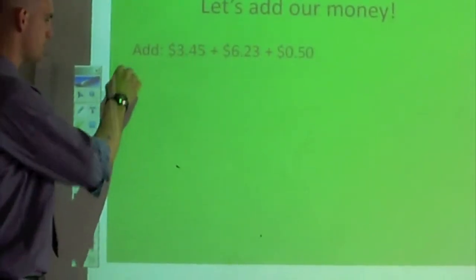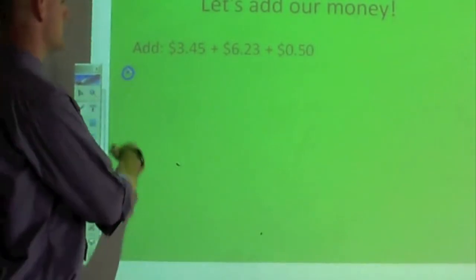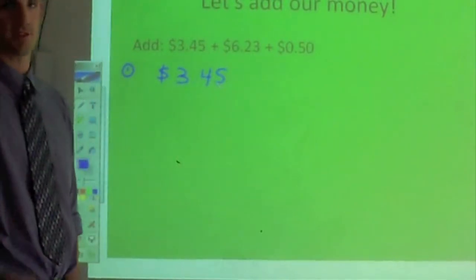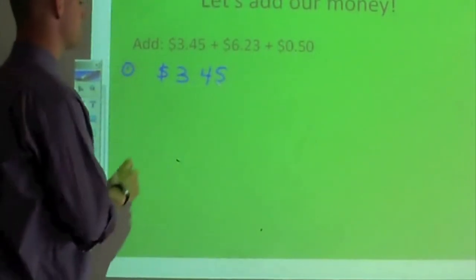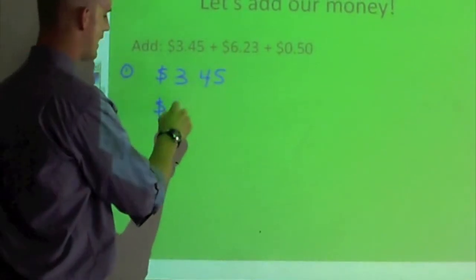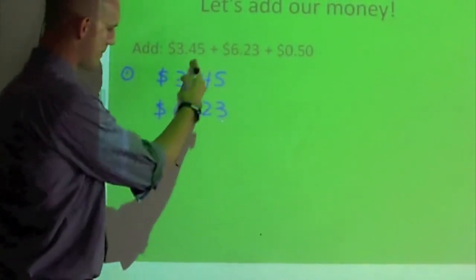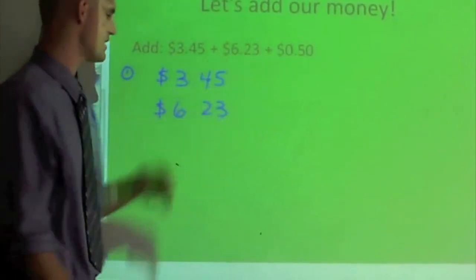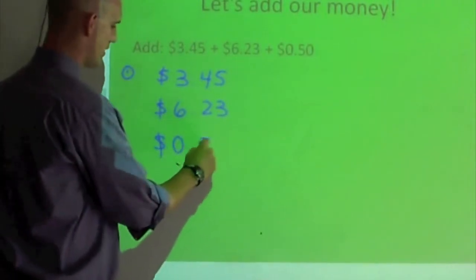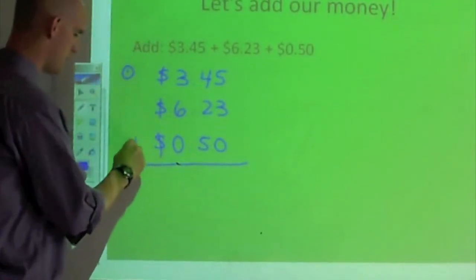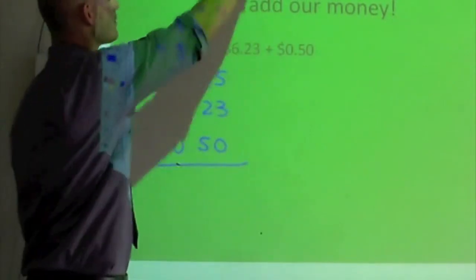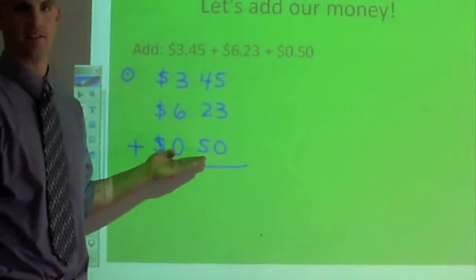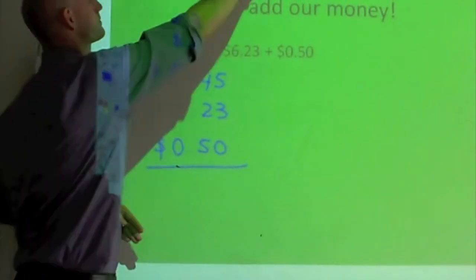In step 1, I'm going to write them in a column. So I have $3.45. This is where it gets tricky. I need to be sure to line up the decimal points. Plus $6.23. Notice I'm in line with my decimal points, plus 50 cents, and you'll notice that 50 cents is written as a decimal. So I've got $0.5. I put my addition sign out front, and if you'll remember, I'm going to add my zeros. I don't have any zeros to add in this case. Remember, I told you that was an optional step.